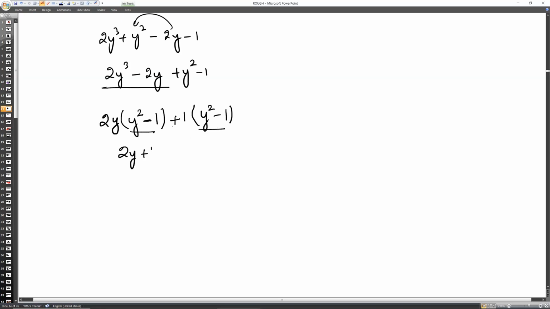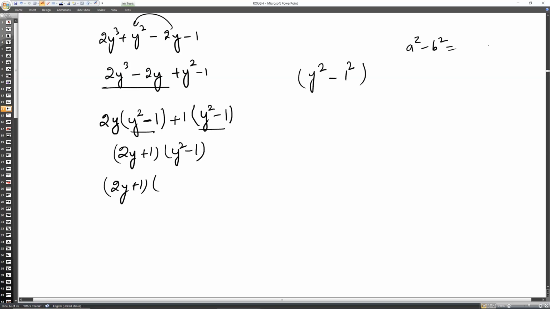So this will constitute the first bracket, or this bracket can be the first bracket. It's your choice. You can write this one and this one as the first bracket, or this as the first bracket. Now this will be 2y plus 1, and here you will write y square minus 1 square. You know a square minus b square is a plus b and a minus b. What is a? A is y and b is 1. So here it is y plus 1 and y minus 1. So this will be the answer.